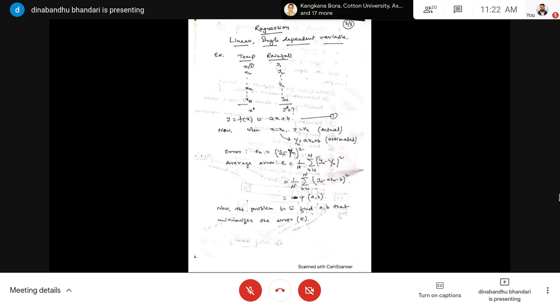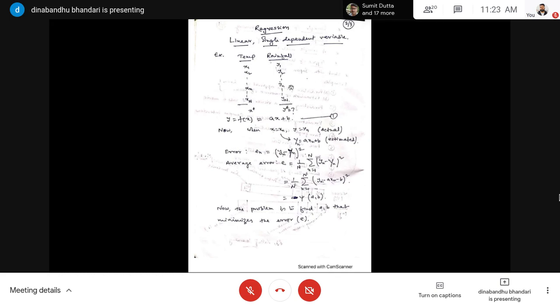Say on a particular day the temperature was x1 and rainfall occurred was y1. x2 was the temperature, rainfall was y2, xn, small n, and yn was the rainfall, x capital N was the temperature, and y capital N was the rainfall. So this is the data set we have collected. This is the independent variable, and rainfall is the dependent variable, and rainfall depends on this temperature. So y is a function of temperature.